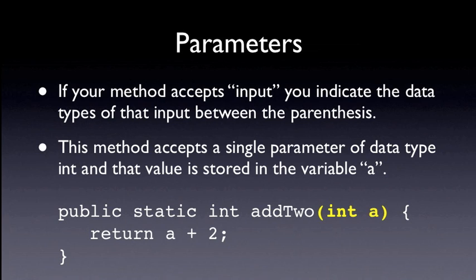Because when this method is run, any value that I pass into this method as a parameter will get stored in the variable a, and then that variable a exists for the life of the method. So anytime inside of that method that I access the variable a, I have the ability to access whatever value the user entered into my method.